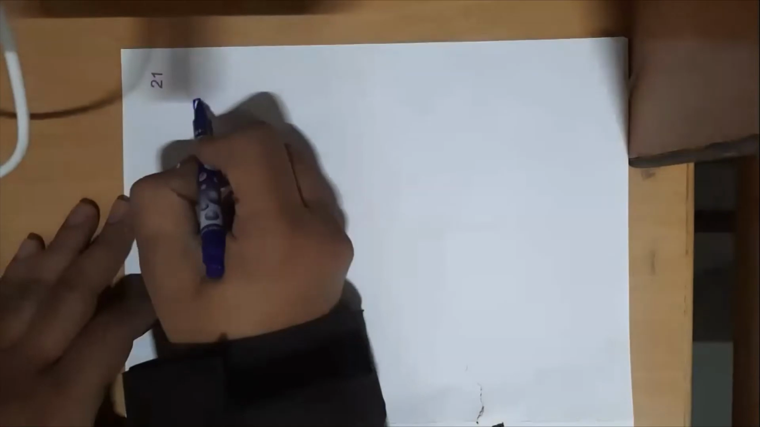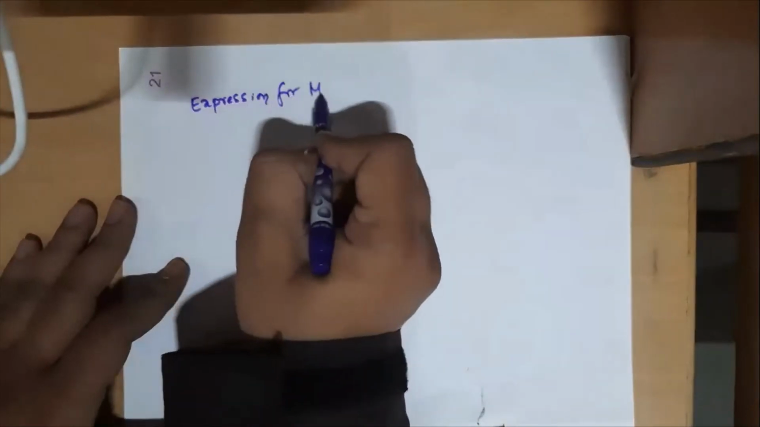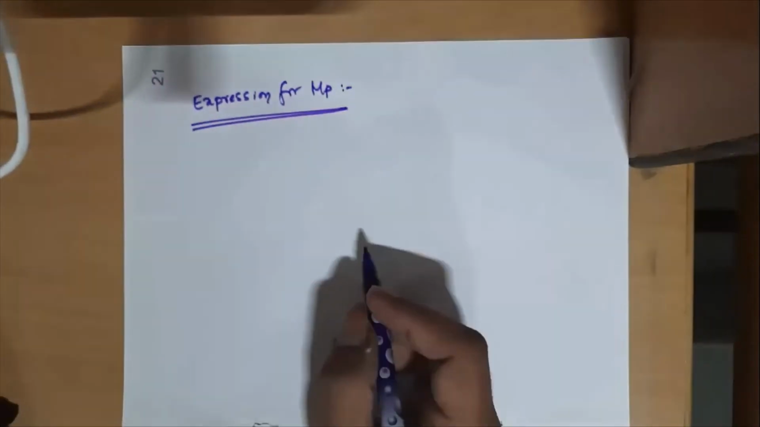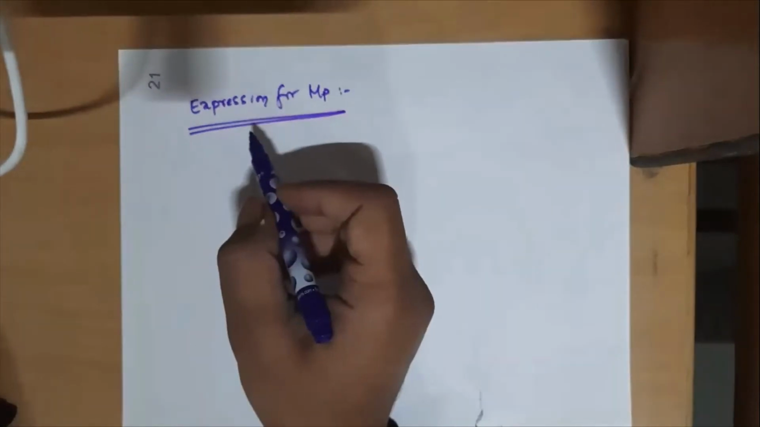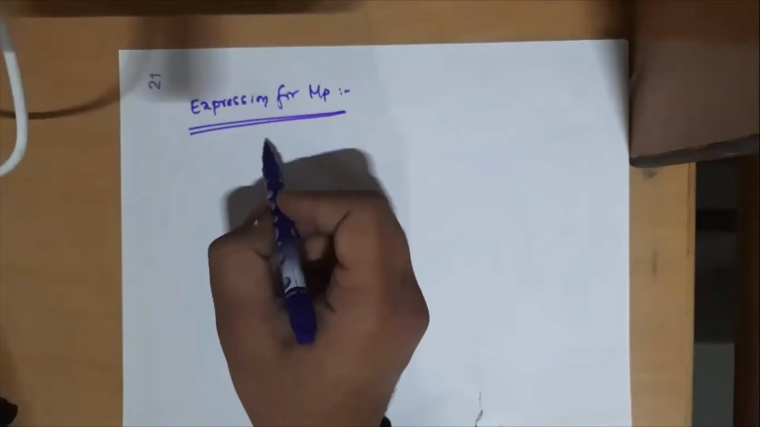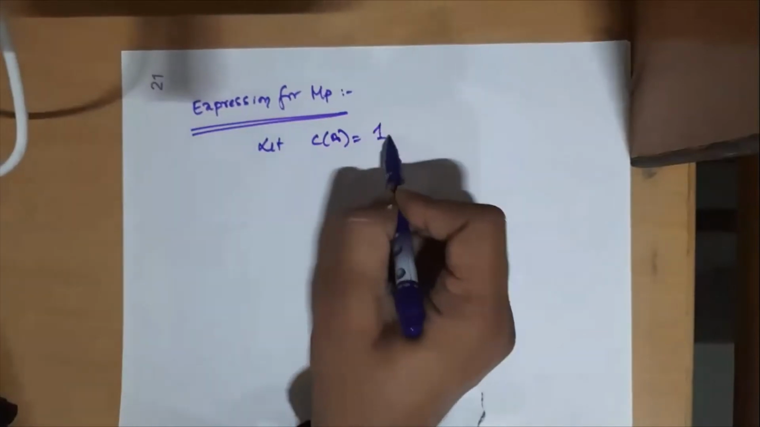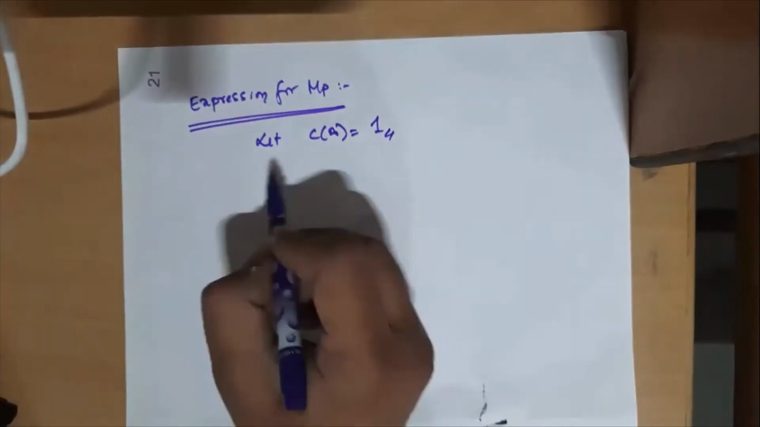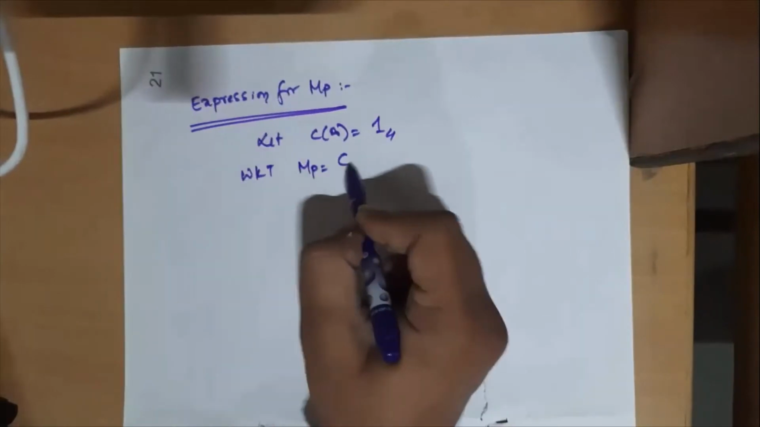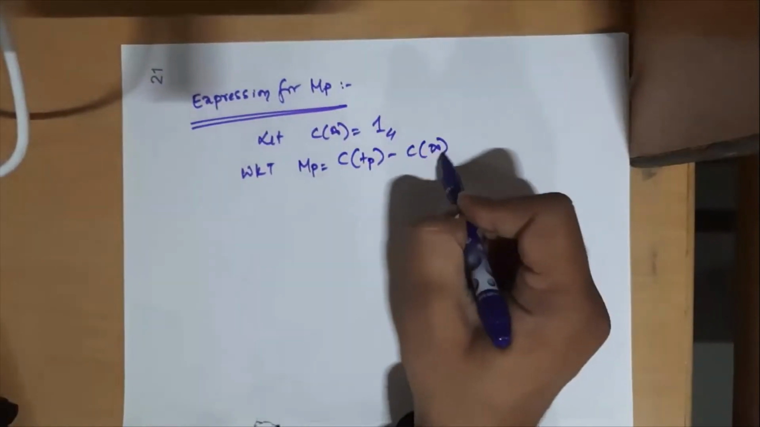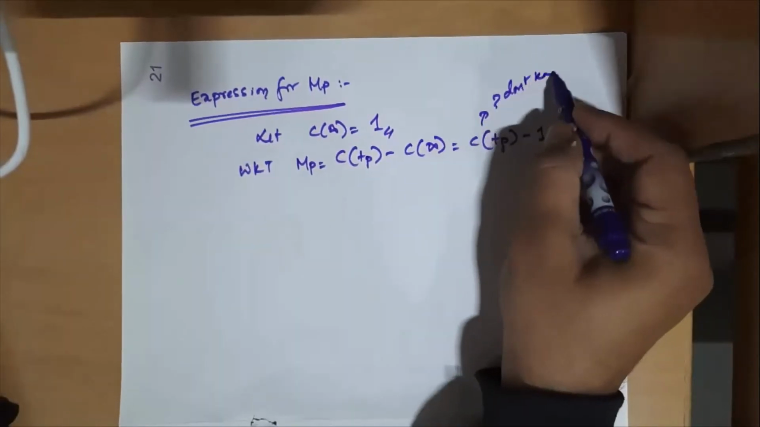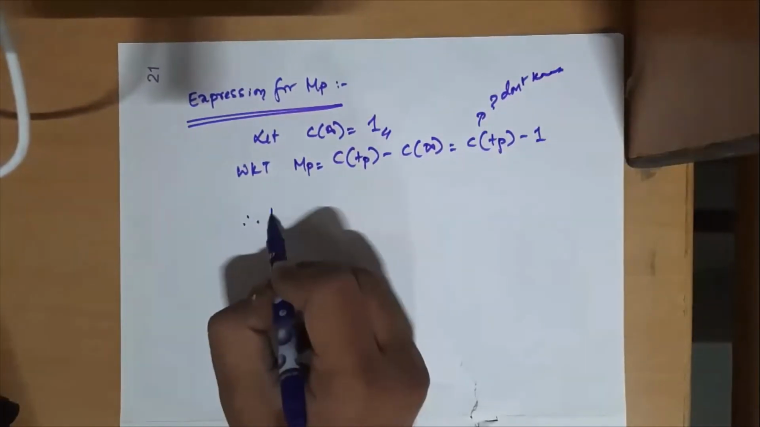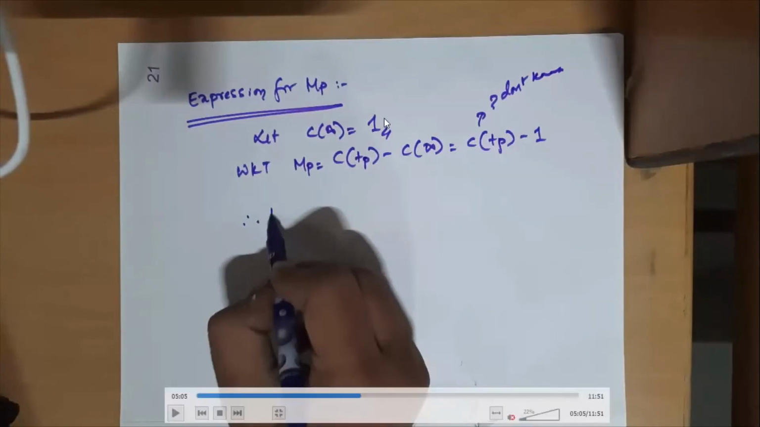So there is another expression in terms of zeta and omega n. Let us derive that expression for MP. Let C of infinity be 1 because we are doing it for a unity step input. And we know that MP is C of Tp minus C of infinity. Therefore it is C of Tp minus 1.